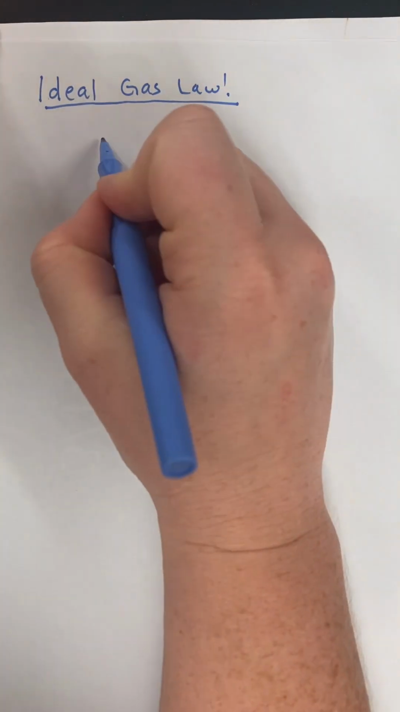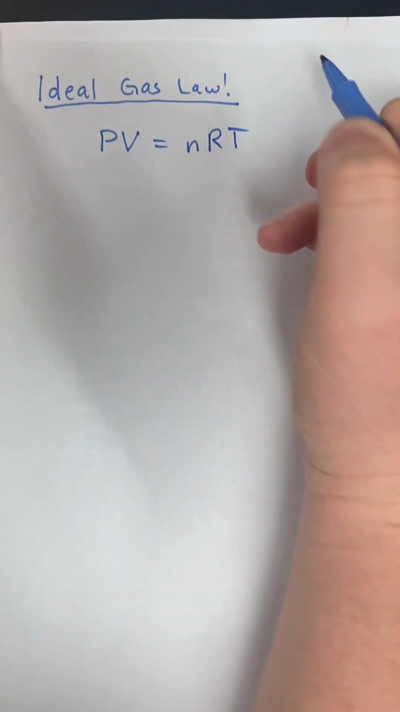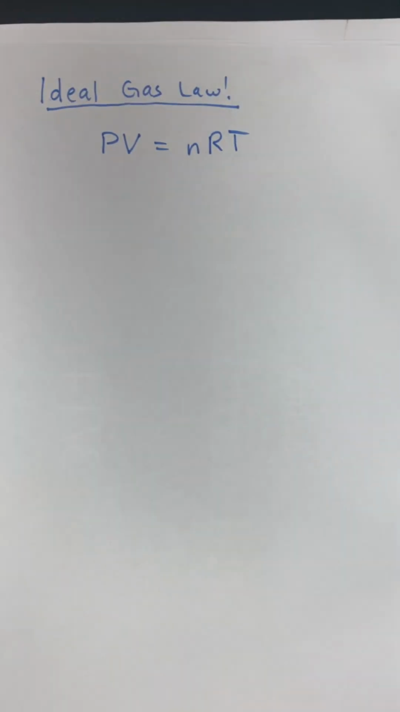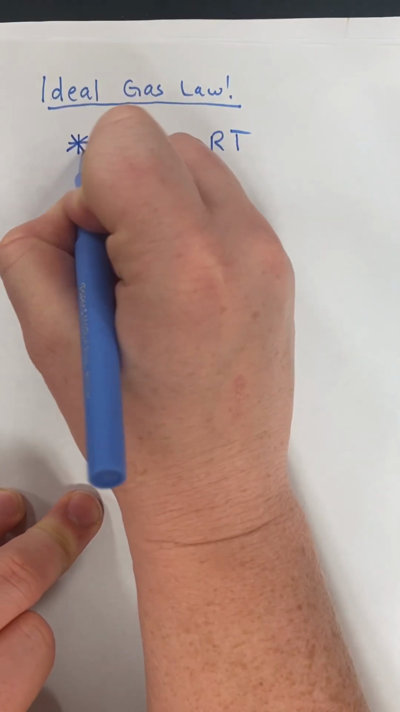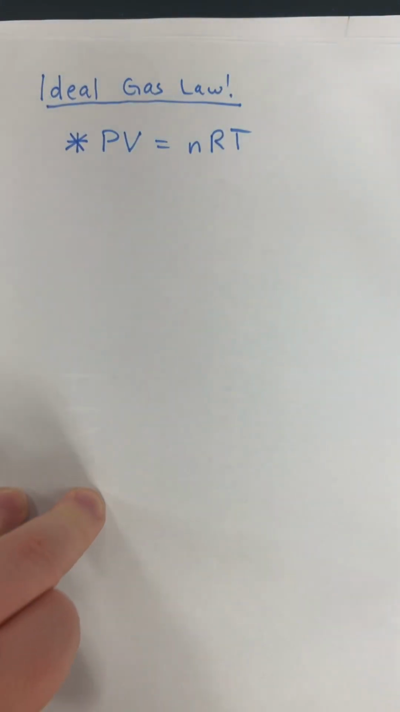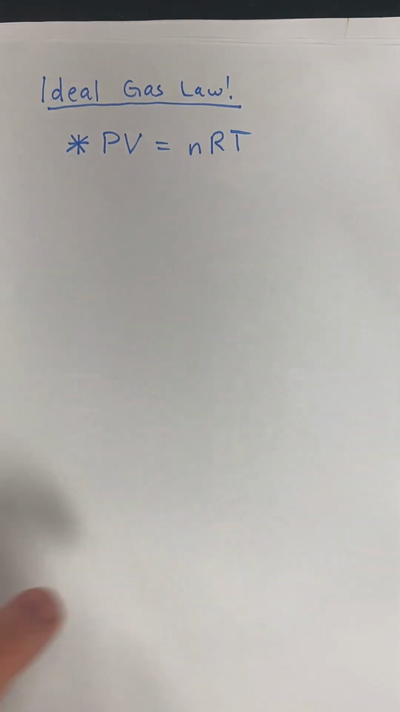Ideal gas law, PV is equal to nRT. I'm gonna put a star. You wanna memorize that, okay? You wanna know that. Actually, we're gonna use it so much, you're probably gonna memorize this without even having to try.